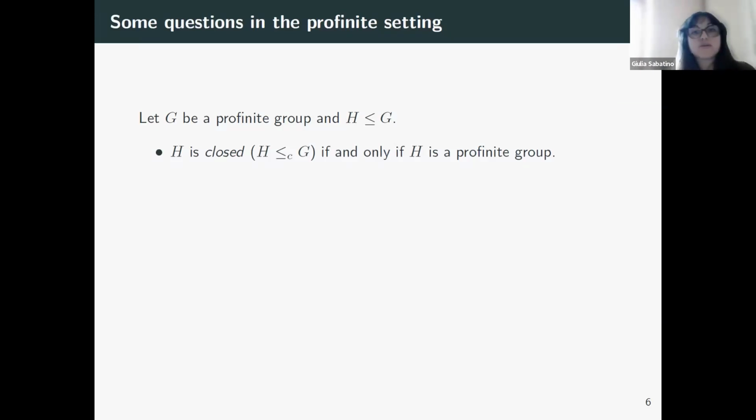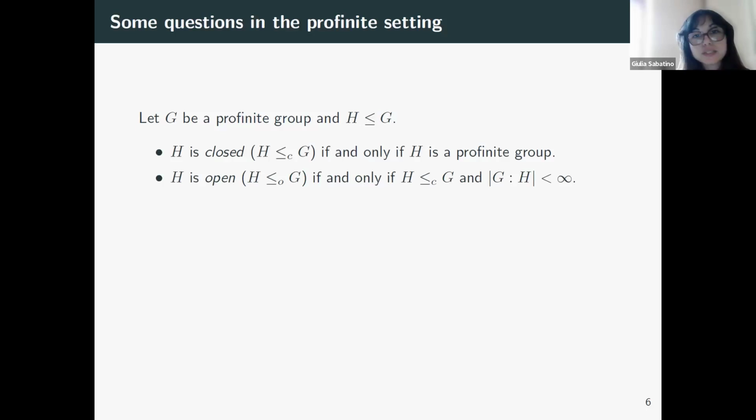Indeed, if G is a profinite group, a subgroup H is closed if and only if it is a profinite group. Among closed subgroups, we can find some subgroups that are large in some sense, the so-called open subgroups, which are precisely the closed subgroups which have finite index. So in the profinite setting, if a profinite group is infinite, these open subgroups share with G the cardinality.